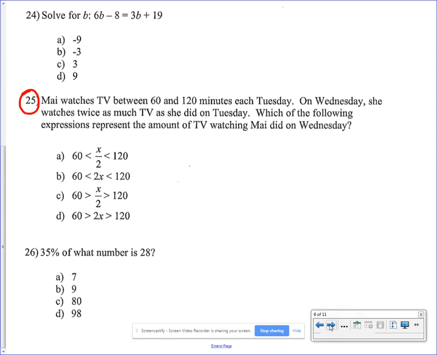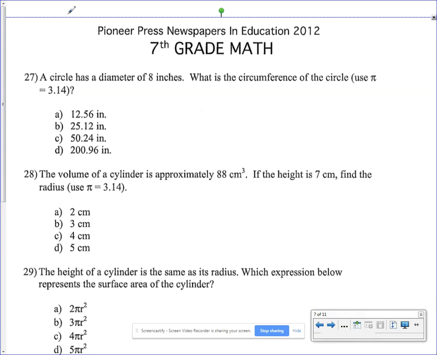Hey, when you get to the next page, here's some of this geometry stuff that we just did. Okay, if you have your formula sheet, you can use that as a guide. But remember, circumference is pi times diameter.